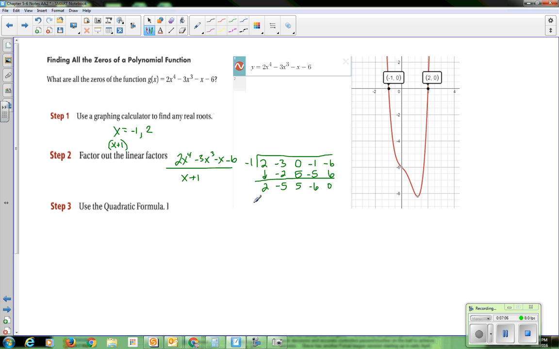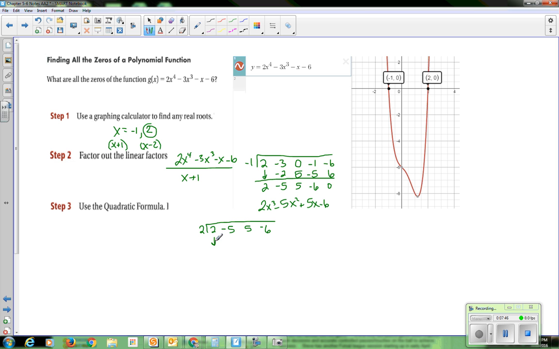So our new function, when we divide out x plus 1, is 2x cubed minus 5x squared plus 5x minus 6. Now, we know another linear factor. We know x minus 2 is another linear factor. So we're going to do synthetic division again. So we go, 2 is our root. We have 2, negative 5, 5, and negative 6.